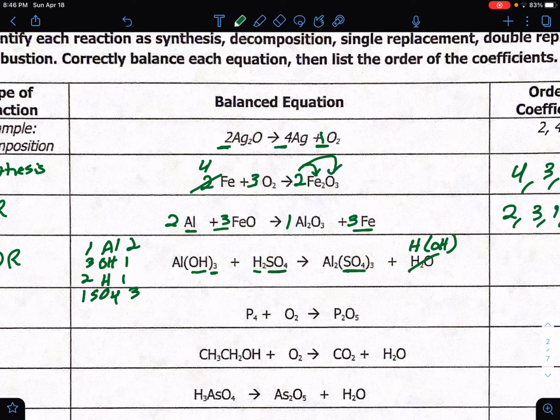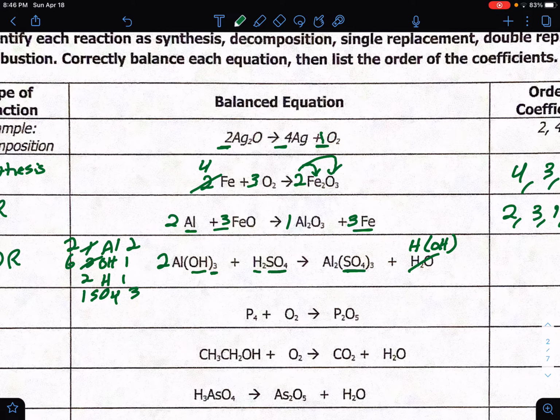Okay, so I'm going to start off with aluminums. I have 1 aluminum on the left, so I need to get to 2 to match. So I'm going to put a 2 right here. Now this changes my aluminums to 2, but it also changes my hydroxides to 6. 2 times 3 gives me 6. Make sure you update this as you go.